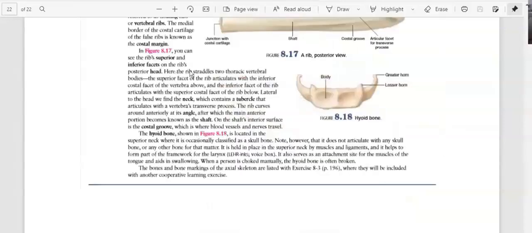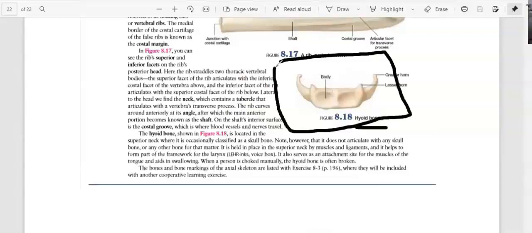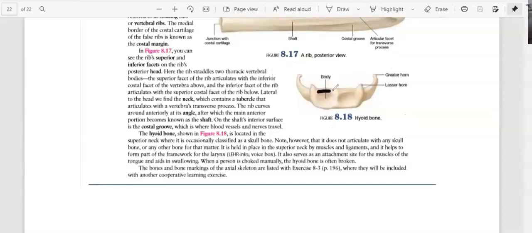Next, we have this little bone called the hyoid bone. This is the only bone in our entire body that is not connected to other bones. This bone is found at the level of your neck. This part is going to be the body, this elevation, which is going to be the lesser horn, and this other elevation right here, which is going to be the greater horn.